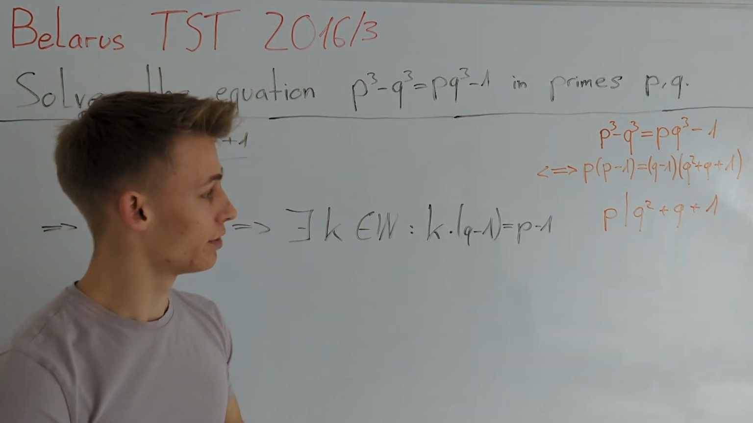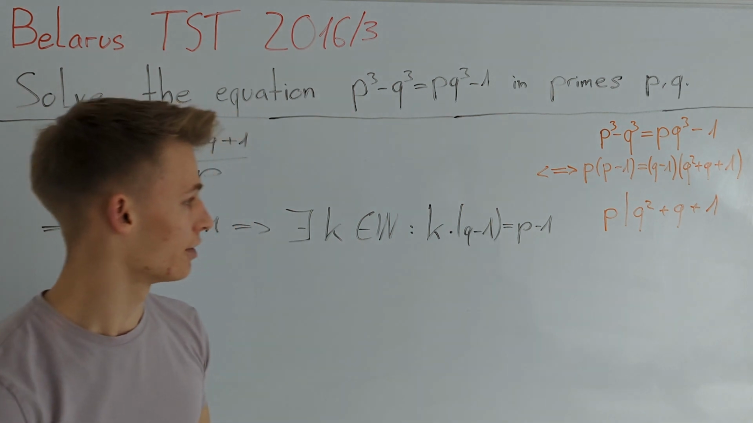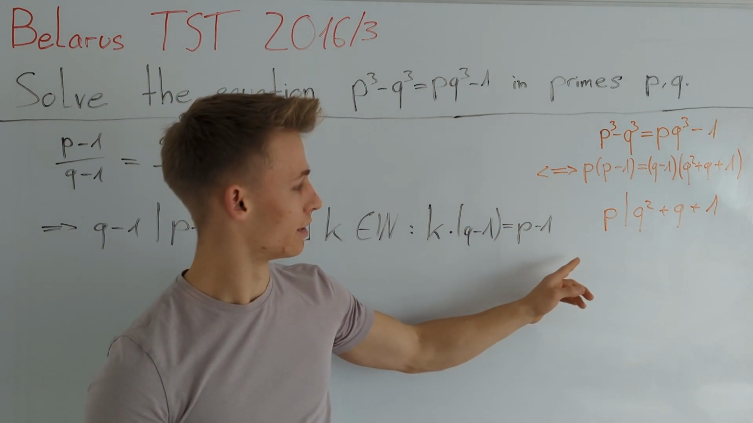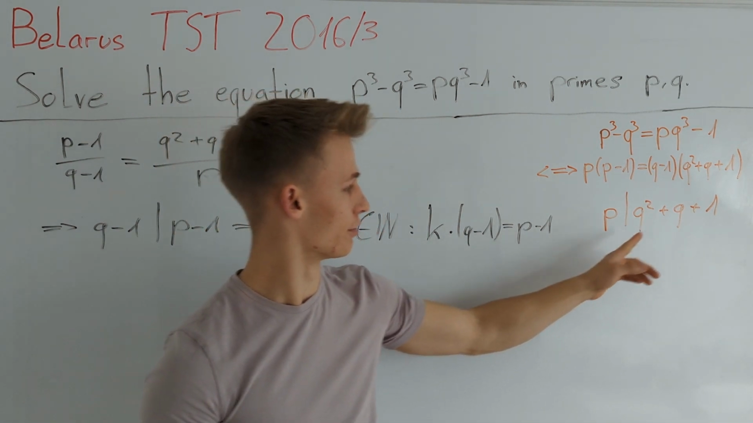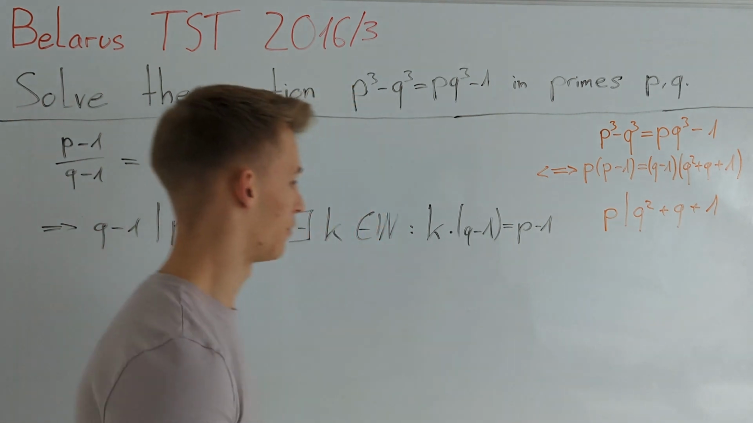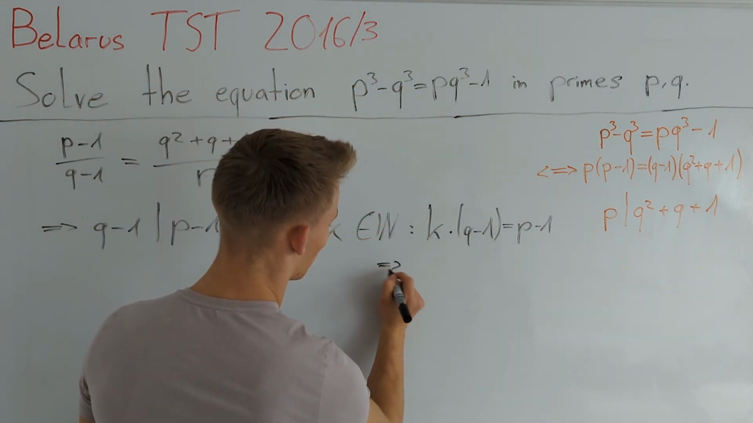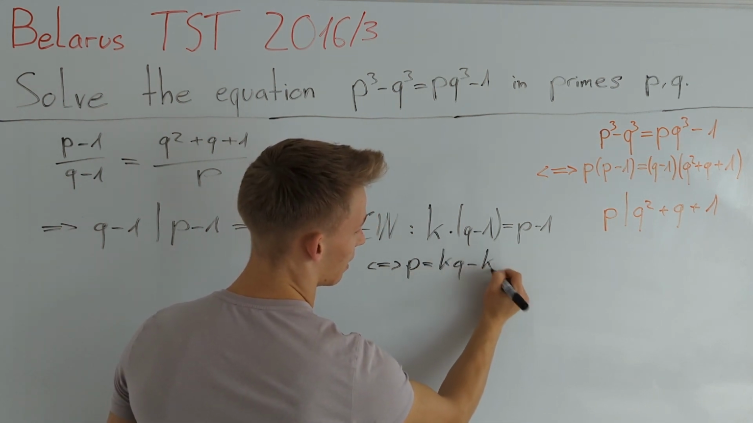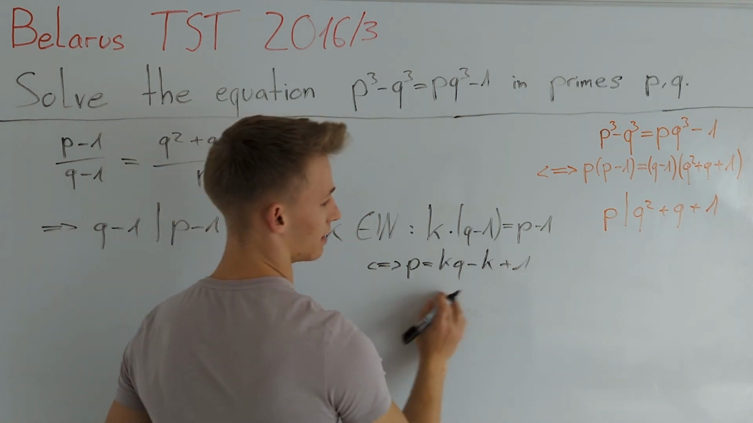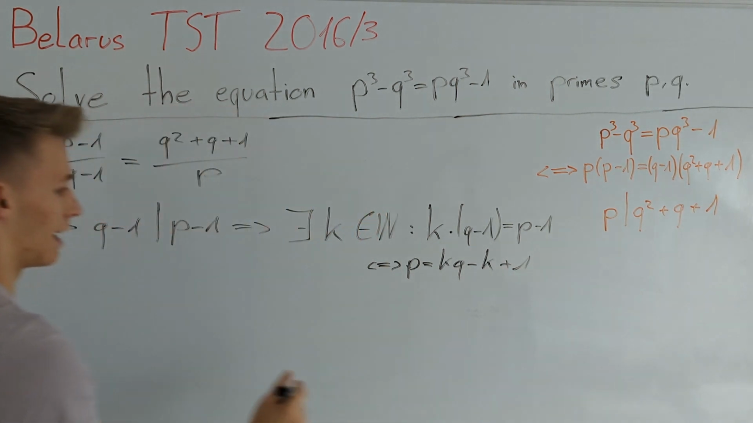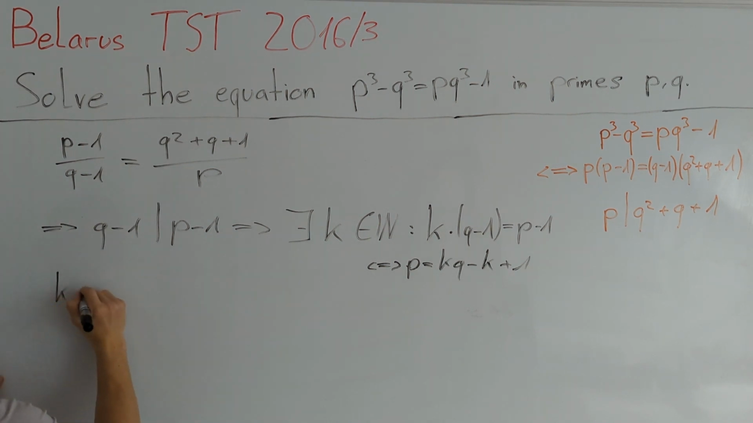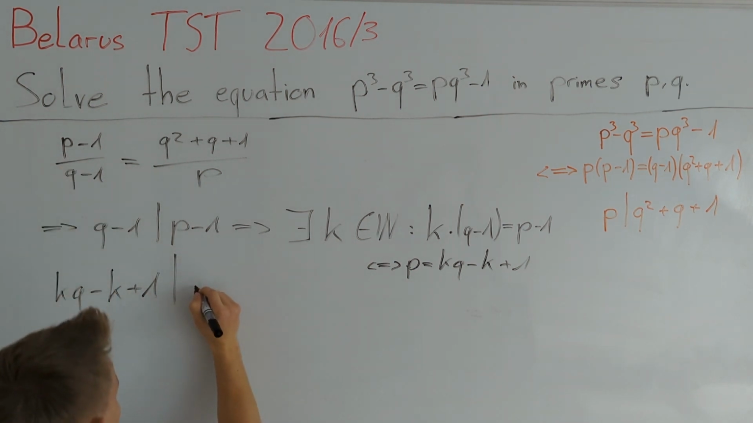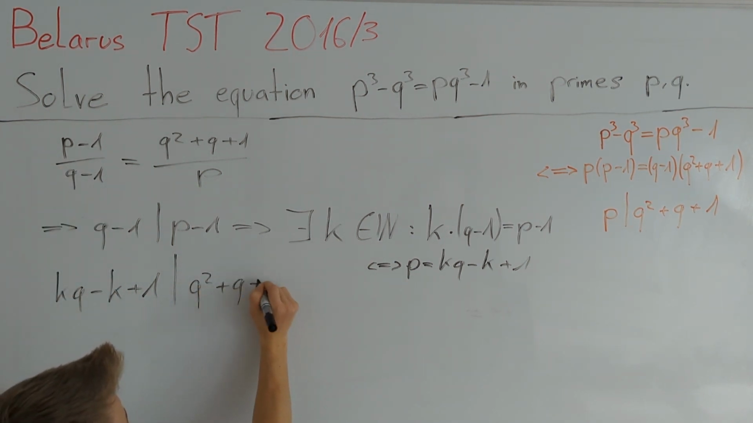Now we can use this identity here a second time because we have a formula to calculate p in terms of q, and then we have the term q here on the left hand side and also on the right hand side, which is really nice. Therefore, at first solve this equation here for p, we get that p is equal to kq minus k plus 1, and now we plug this into the divisibility equation here and get that kq minus k plus 1 must divide q squared plus q plus 1.